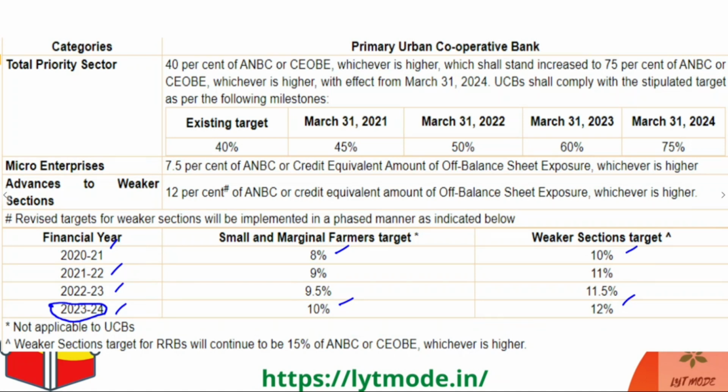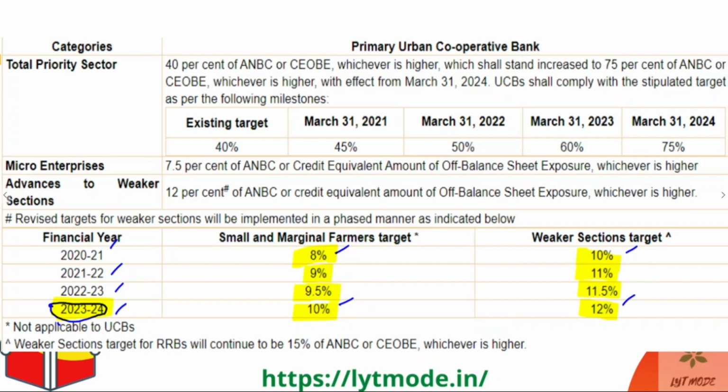What are the targets? You also need to know that in FY21 it will be 8%, in FY22 it will be 9%, FY23 9.5%, and FY24 10%. Similarly, for weaker sections it will be 10%, then 11%, then 11.5%, and finally 12% in FY 2023-24. Okay, guys.